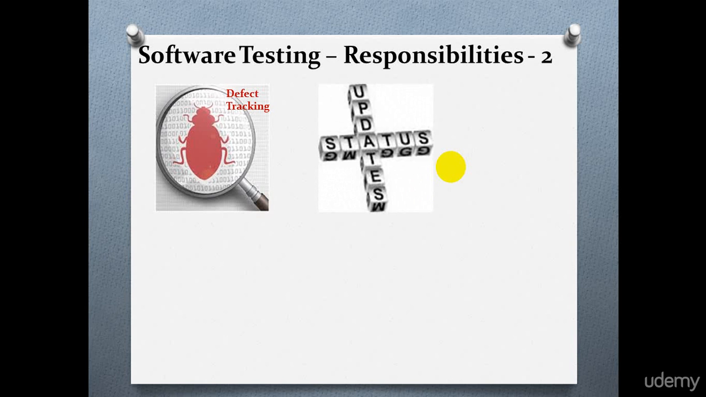And one more responsibility of a tester is status report. Status report will contain the complete information about the testing process, about test case results, about your defects. All the information will be provided in the status report. It is very important to have the status report at the end of your test cycle.